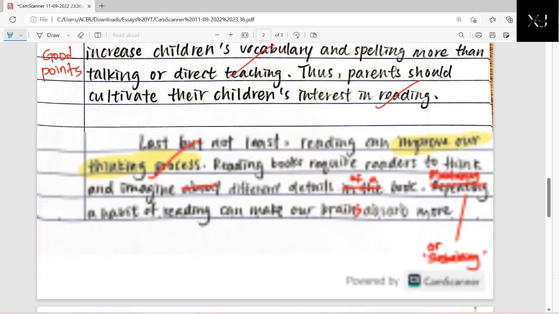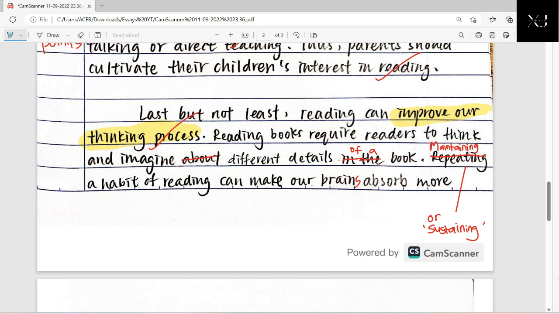All right, our last point, not our last paragraph, but our last point, which is, last but not least, reading can improve our thinking process. Let's see how does she elaborate on this point. Reading books require readers to think and imagine different details of a book, of a topic. So yeah, it stimulates your thinking.